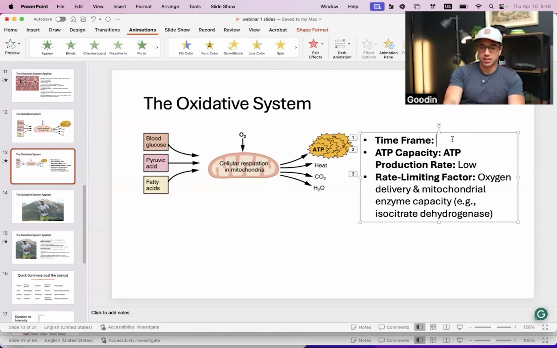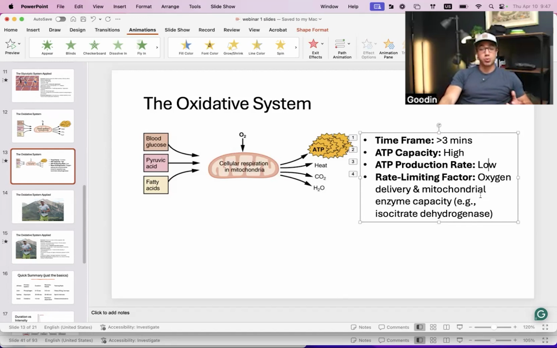The time frame is 3 minutes to upwards of 3 hours. Really, I could just say even anything greater than 3 minutes. Okay, anything greater than 3 minutes. The ATP capacity is very high because we can generate a ton of it from very little substrate. The production rate is low.